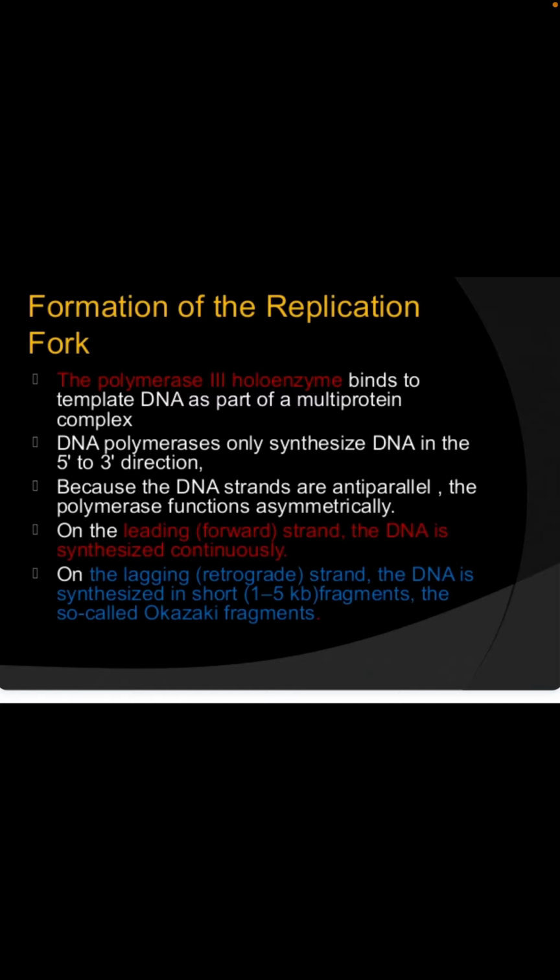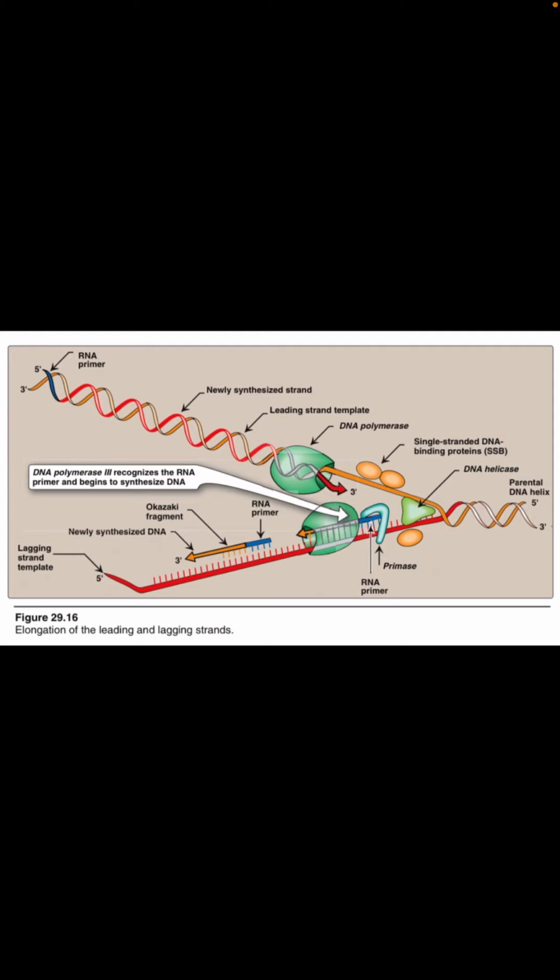Those fragments could be 1 to 5 kb in size, and these would be called the Okazaki fragments. Here you can see the formation of Okazaki fragments in the lower strand, where the DNA polymerase cannot move continuously and results in the formation of small fragments, which afterwards are going to be ligated with the help of DNA ligases.